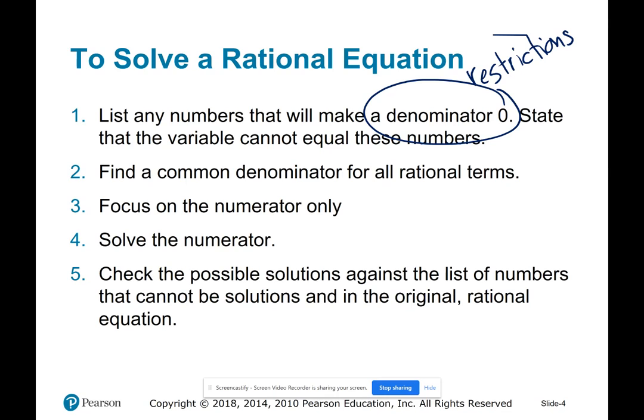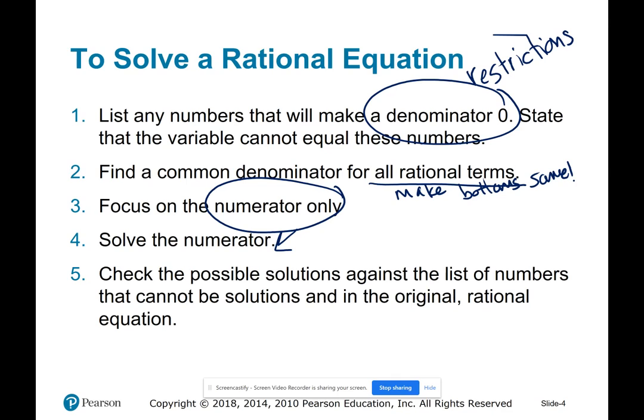The second thing, after you do that, is find a common denominator for all fractions, for all rational terms. So this means make the bottoms the same. Once you have the bottoms the same, you don't have to worry about the bottoms anymore because you took care of them in the restrictions. Now focus only on the top and solve the top. All the way across, solve the top.